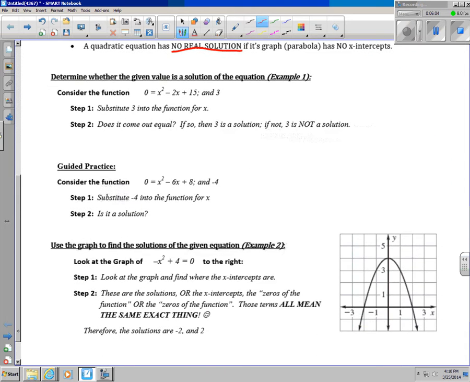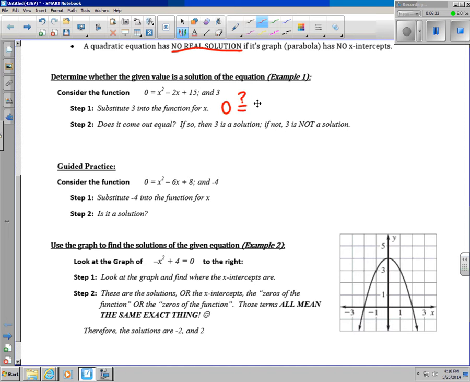So our first example is to determine whether the given value is a solution of an equation. So here's my equation, 0 equals x squared minus 2x plus 15, and I want to see if 3 is a solution. So we want to know if we put in 3 for each of my x values, will it come out to be 0? So we're going to substitute 3 into the function. So I'm going to say 0 equals, and I'm going to put a question mark above it because I don't know if it equals 0.